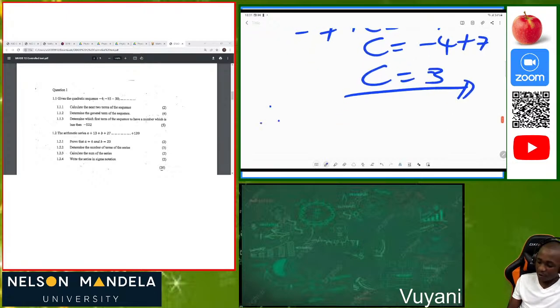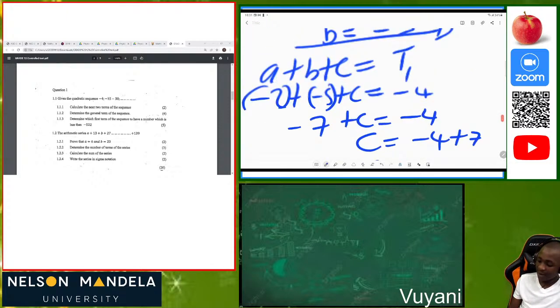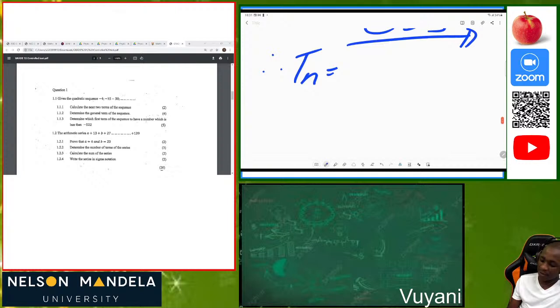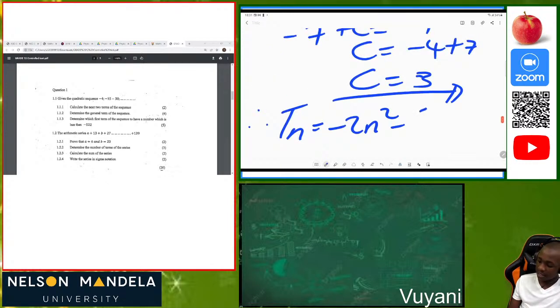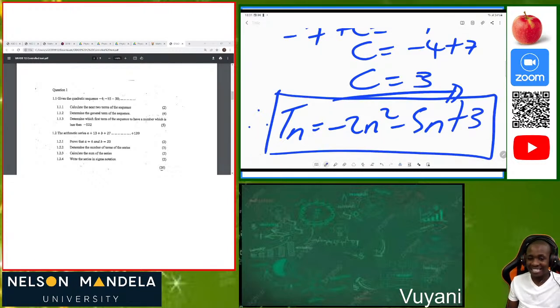Therefore we can conclude that Tn is equal to, what is our a? Our a, we calculated and found it is negative 2n squared. Our b, we calculated and found it's negative 5n, and our c is 3. So this is the general term of our quadratic sequence. What we did in 1.1.2 is that we know this is a quadratic sequence, so we must determine Tn, which is equivalent to an squared plus bn plus c.